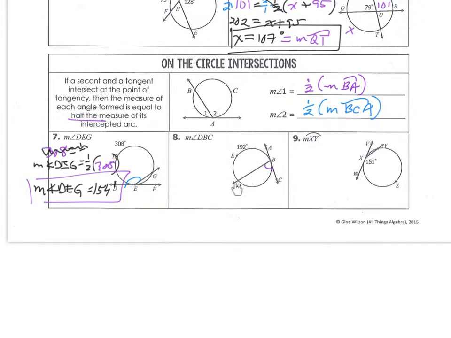aren't they? So how do I find this arc? 360 minus the 192, right? All right, so 360 minus the 192 is 168. Oh, jeepers. 168 degrees. And then I want to go from bigger to smaller, so take half of that. What's half of that? 84. So the measure of this is 84 degrees.